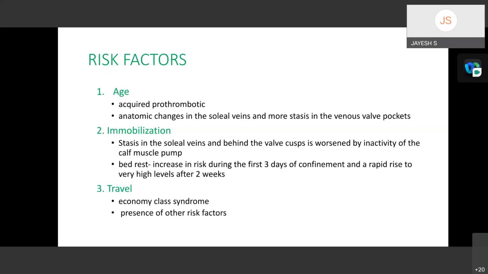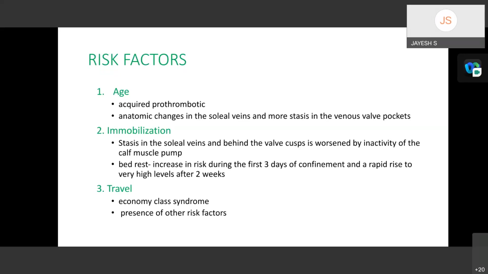Risk factors for venous thromboembolism. First is age. It's an acute prothrombotic state. The risk for venous thromboembolism increases with age. There may be anatomic changes in the soleal veins and more stasis in the venous valve pockets.